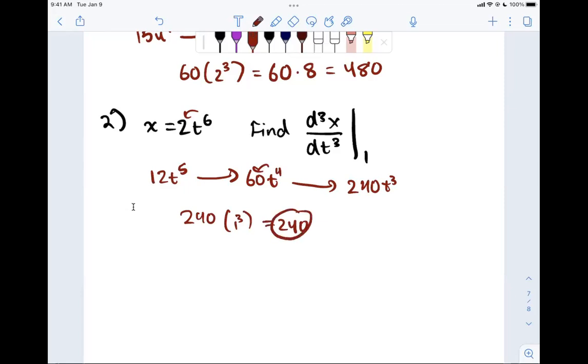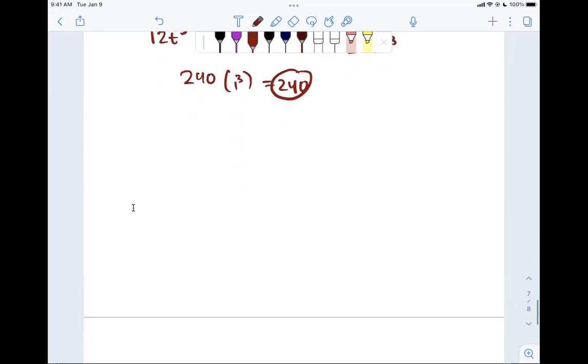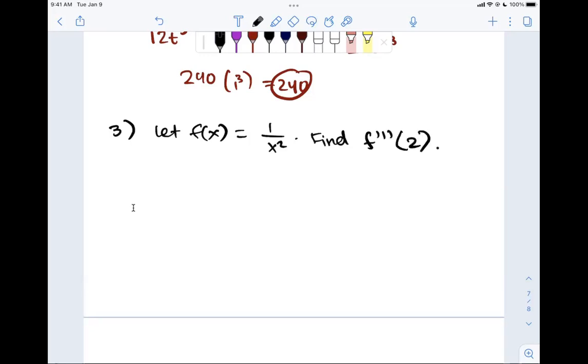All right, 3 more examples to go. This one's going to be a little bit trickier, but see if you can figure it out. So number 3, let f of x equal 1 over x squared. Find the triple derivative, f triple prime, of 2. And just keep in mind, if you're having a hard time solving this, think about a different form you might prefer to write 1 over x squared in. You don't really want to use the quotient rule for something like this.